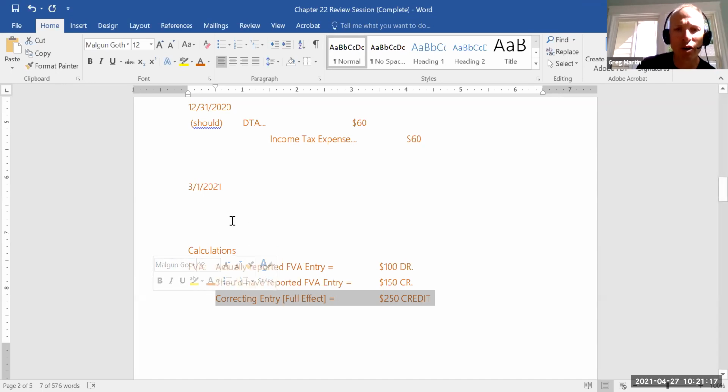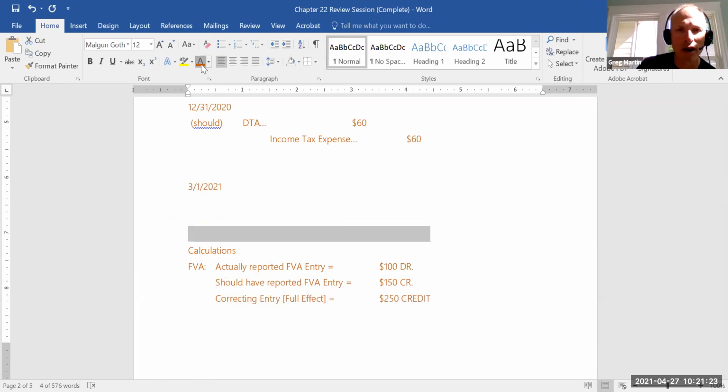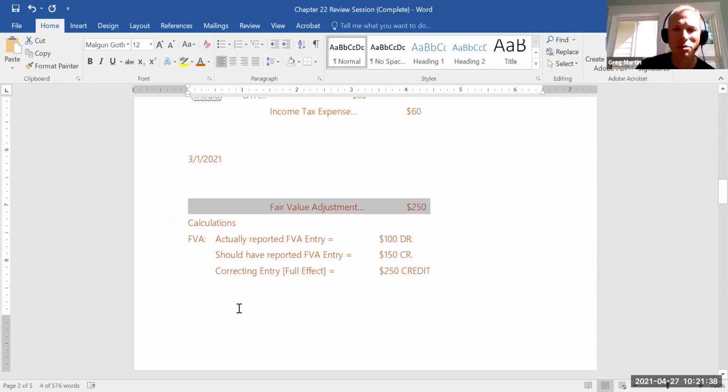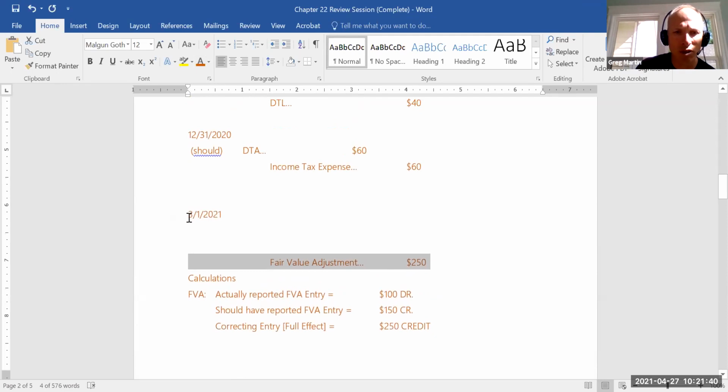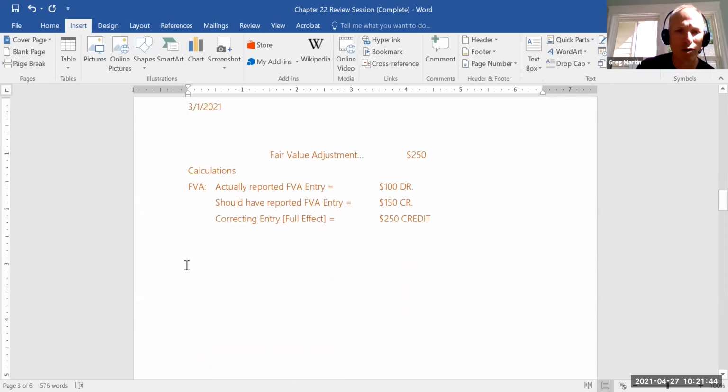So there needs to be a credit to our fair value adjustment account. Let's see if I can find the right one. I probably won't, but I'll try. Hey, there we go, I got it. All right, so we need to credit the fair value adjustment account by $250. That is part of this correction that we need to make. That's the full effect. Now I had a page break here that I have to deal with. Actually, let me do it this way. It might be a little easier to see if we do it this way.